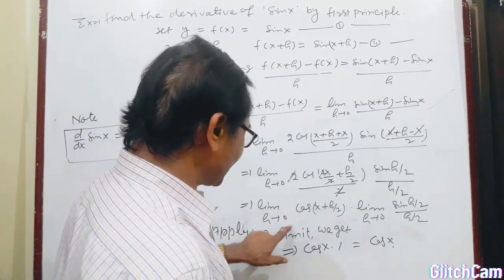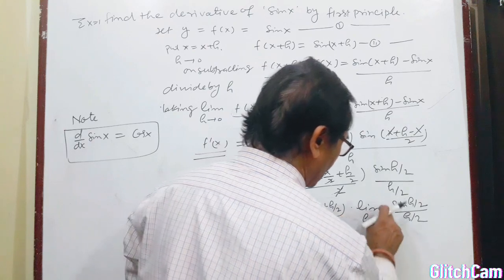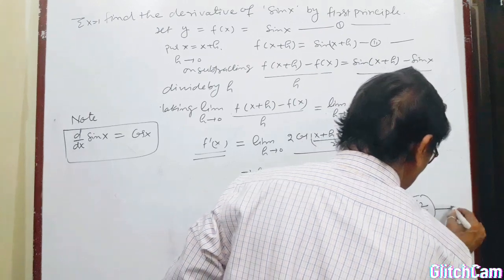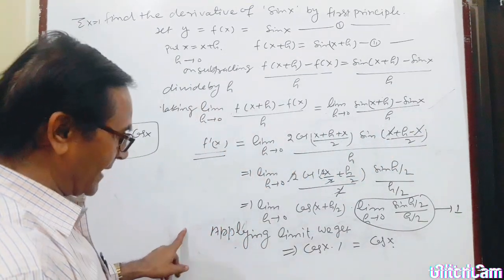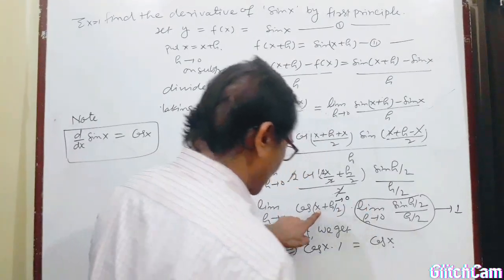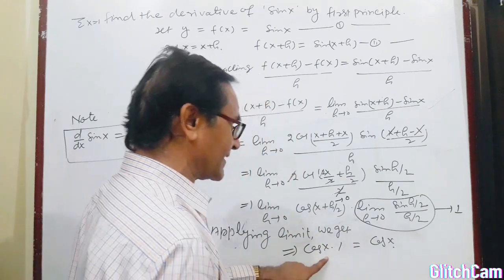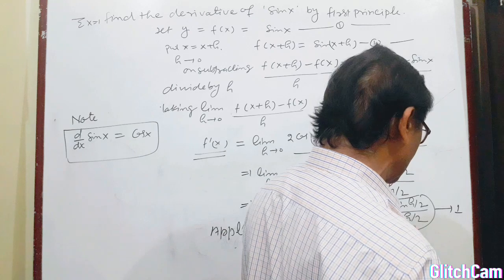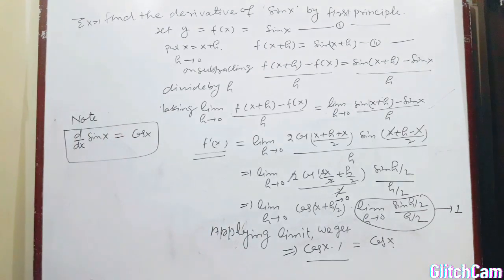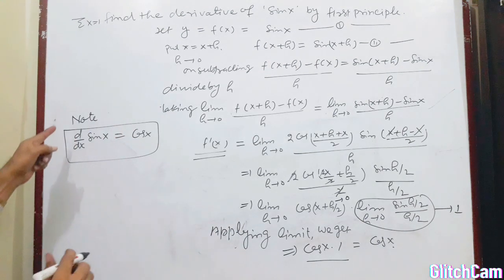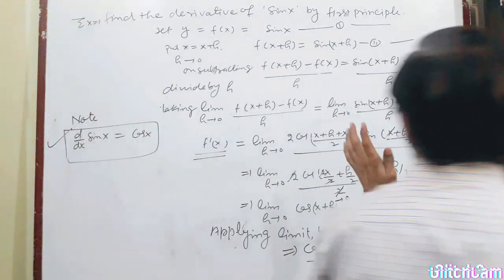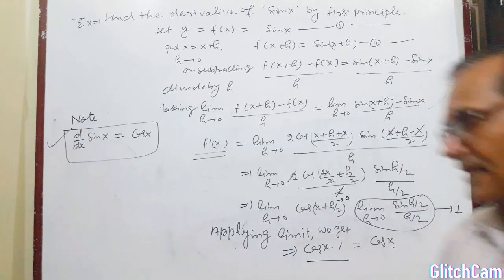And we get the limit as h tends to 0 of cos(x plus h by 2) times the limit as h tends to 0 of sin(h by 2) upon h by 2. Its value is always 1. So applying the limit, putting h equal to 0, its value is cos x, and the limit as h tends to 0 of sin(h by 2) upon h by 2 equals 1. Therefore we can write cos x into 1 equals cos x. Here students, we can write the formula d/dx of sin x equals cos x. It is the 5-step rule. You should always learn it.